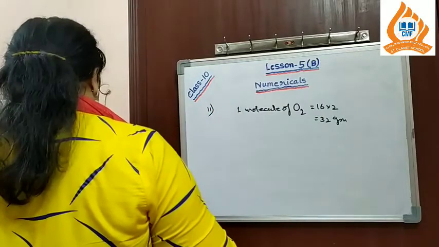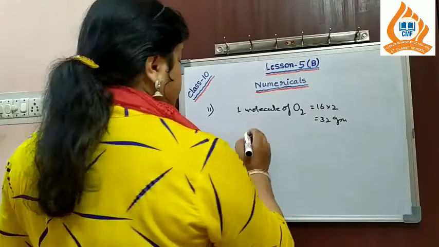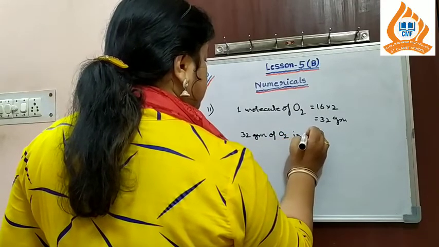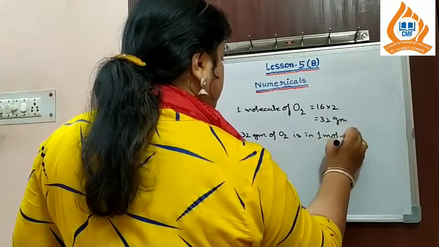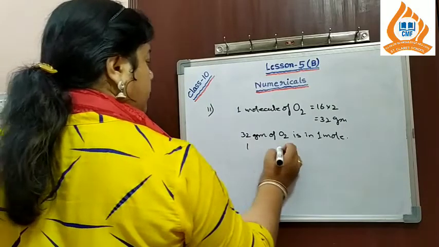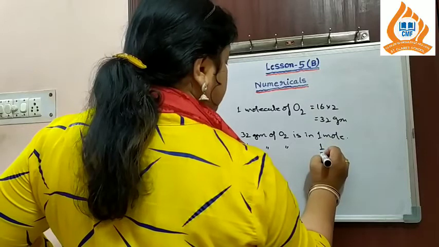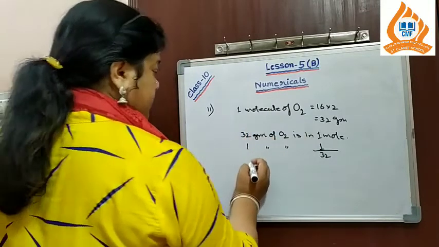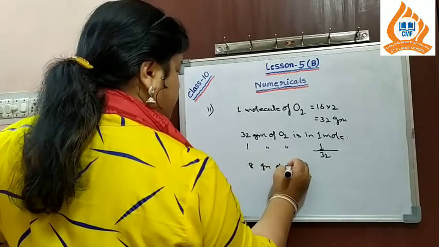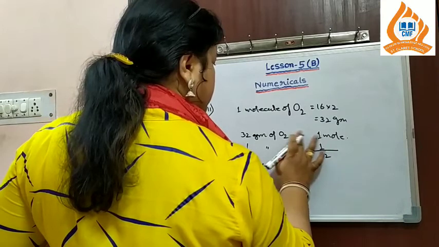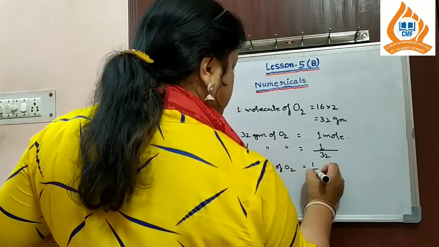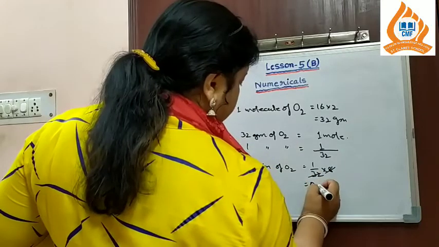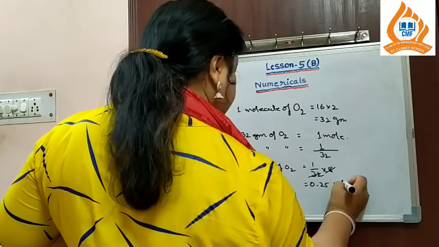Clear? Now, this 32 grams of O2 is in 1 mole. So 1 gram will be 1 by 32. Next, how much is given in the question? 8 grams. So 8 grams of O2 will be 1 by 32 into 8, which is equal to 1 by 4 or 0.25. Clear? Moles have been taken out.